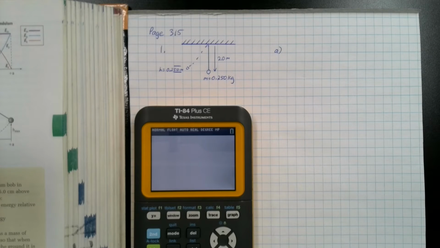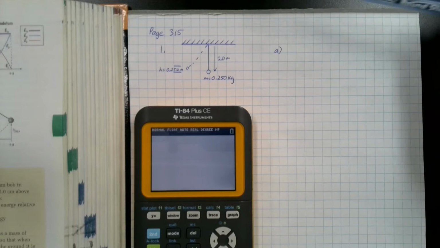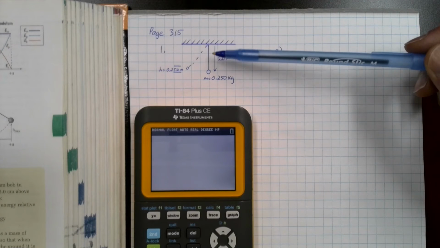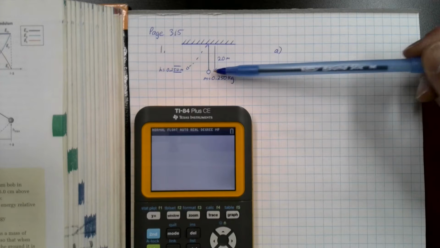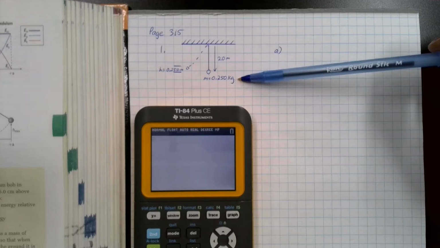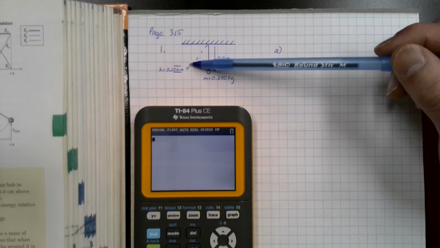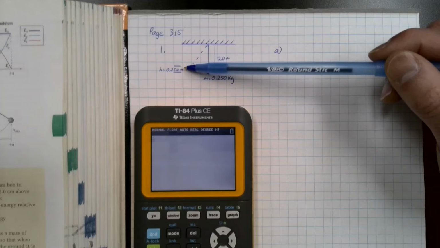Page 315, question number 1. For part A, we're asked for the mechanical energy relative to the floor. So what we're shown is we have a pendulum with a length of 2 meters, and the bob, the sphere at the end, has a mass of 0.250 kilograms. When we pull this out to the side, the maximum change in height is 0.250 meters.